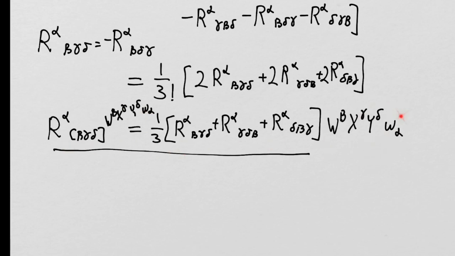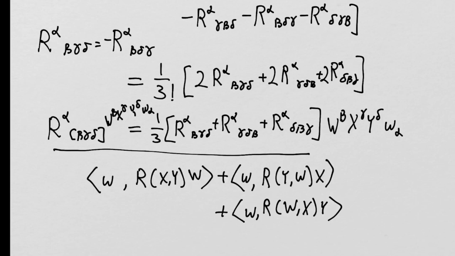But what is our abstract way of writing this? Well, the abstract way of writing it is like this. This expression here represents this guy contracted into these guys. This expression here represents this guy contracted into these guys. And this expression here is this guy contracted into these guys. And then, of course, there's a 1/3 out in front of all this.